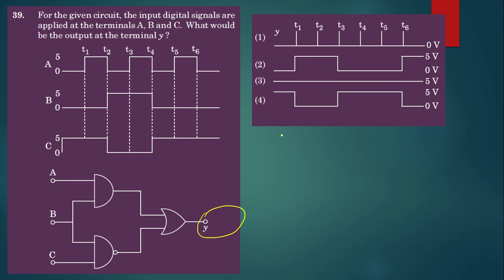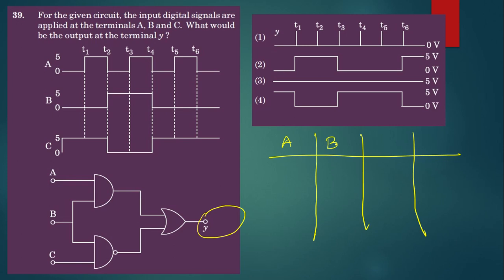So let's attempt this question. Let me try to write the truth table for this particular circuit, A, B, C and Y.